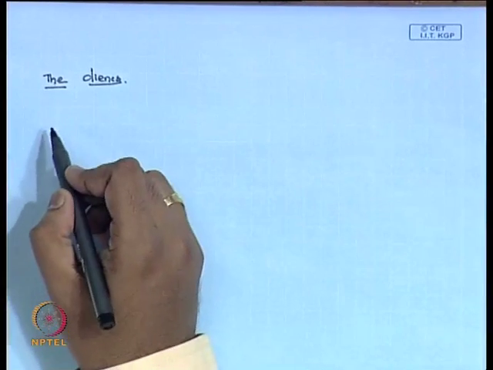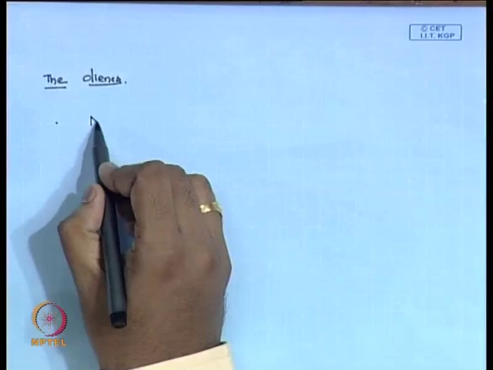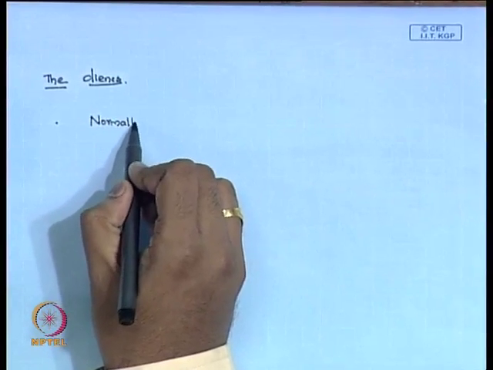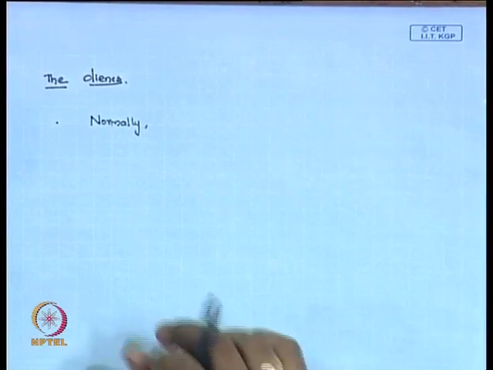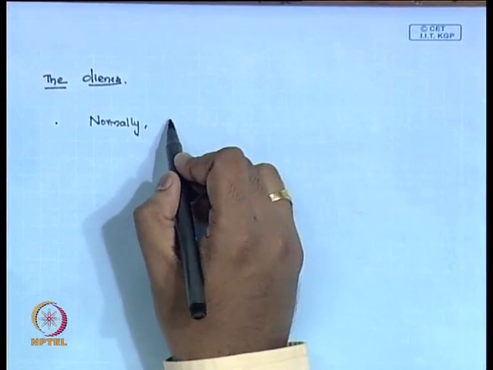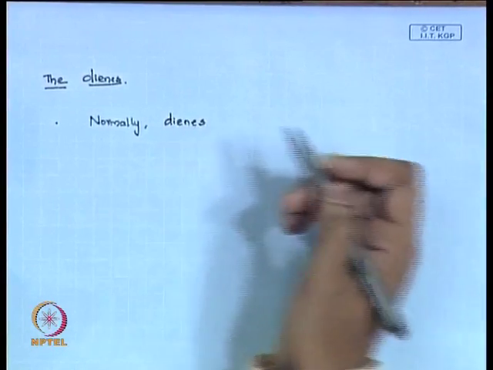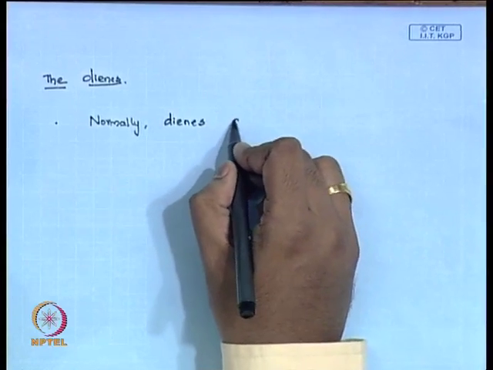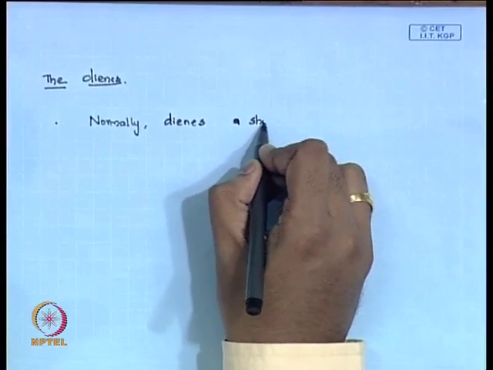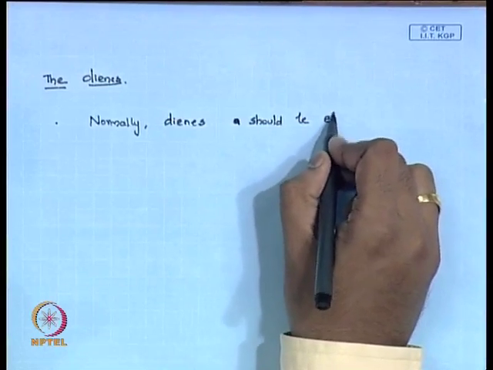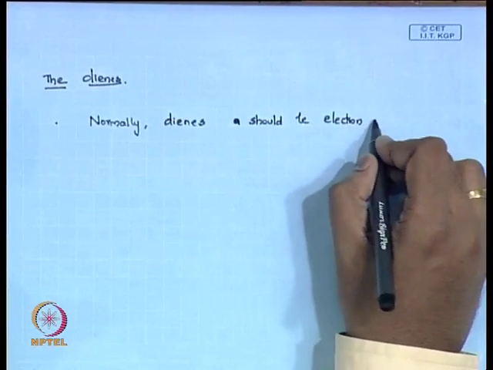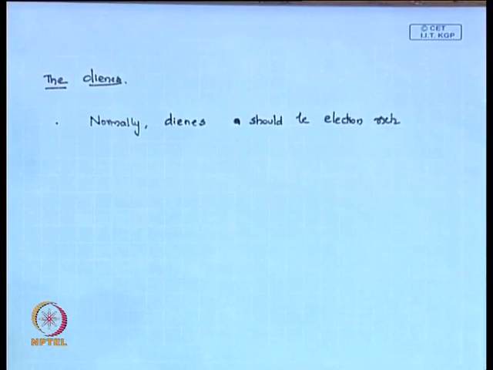How should the diene be in Diels-Alder? Any idea? What should normally dienes be? I am talking more about the double bond. Normally the dienes should be electron rich, right? In Diels-Alder, that is the first thing: dienes should be electron rich for good Diels-Alder reactions to happen.